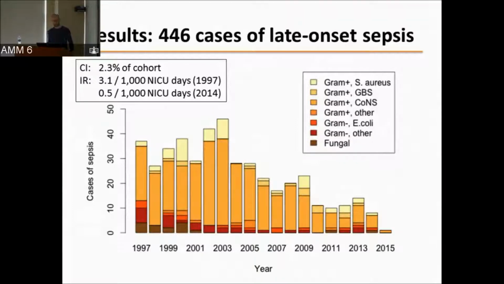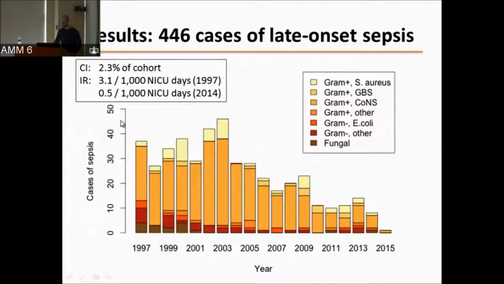During the study period, again, 1997-2014, roughly 20,000 admissions. We had 446 cases of late onset sepsis. The cumulative incidence was 2.3%, and the incidence rate was 3.1 cases per 1,000 NICU days at the study inception, so that would be this guy over here. And that decreased during follow-up to a half a case per 1,000 NICU days, so over here.